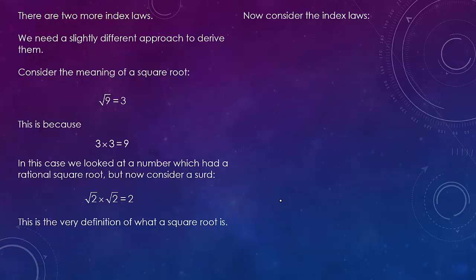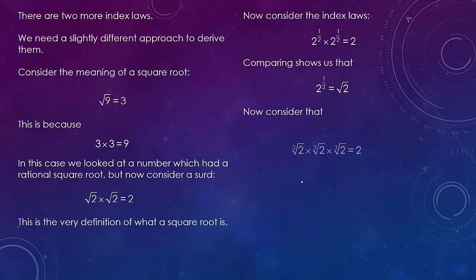Now consider the index laws. 2 to the half multiplied by 2 to the half would be 2 to the power 1, and remember we don't normally write the 1. So 2 to the half times 2 to the half is 2. Comparing, root 2 times root 2 is 2, and 2 to the power a half times 2 to the power a half, remember we add the indices here, is equal to 2, shows us that 2 to the power a half must be equal to the square root of 2.